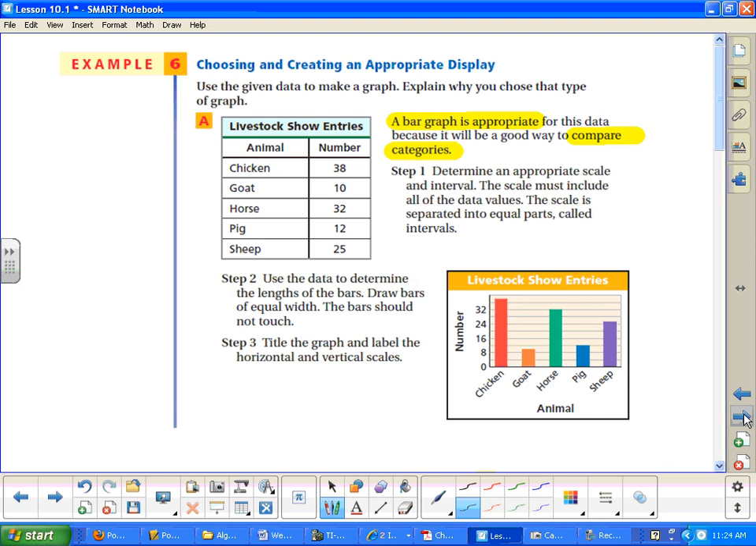Now make sure that when you draw one of these, you label your x-axis and label the y-axis, or how many there are. So the number of animals would be appropriate to put here, and what animals across the bottom.